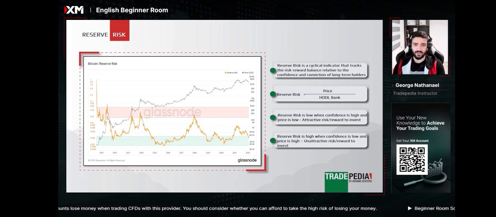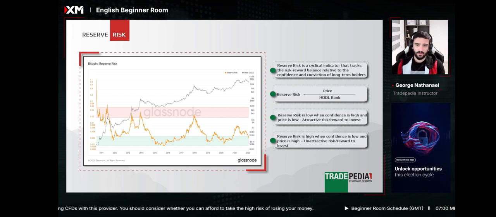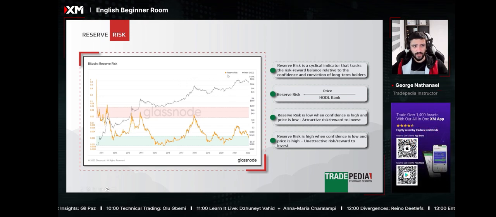So, by observing the chart, we can see that the price bottoms out once the reserve risk enters its undervalued zone below 0.003, which is the green box now, and the market peaks when the reserve risk reaches its overvalued zone above 0.02, the red box. Now, here we have the orange line as the reserve risk and this gray line, the price of Bitcoin.